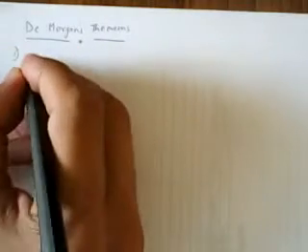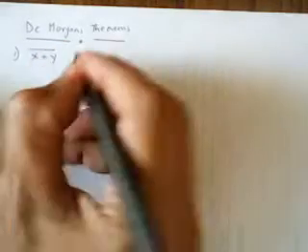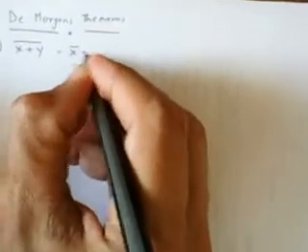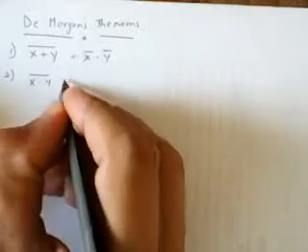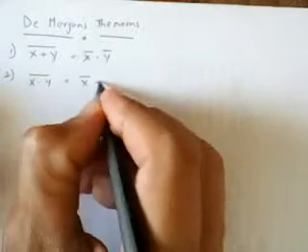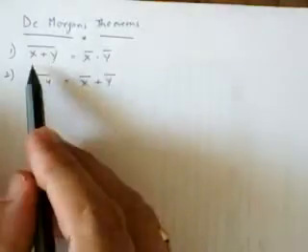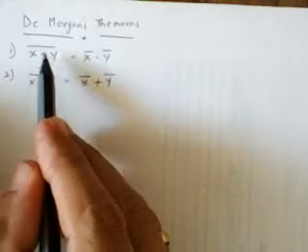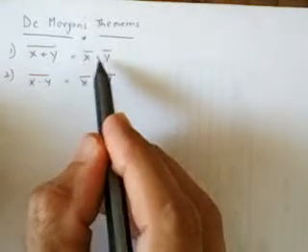Now, I will write the De Morgan theorem. Theorem 1 says that x plus y whole bar is equal to x bar dot y bar. And the second theorem is x dot y whole bar is equal to x bar plus y bar. Now, I will explain. Look at the first theorem. X plus y whole bar, whole complement, is equal to x bar dot y bar.